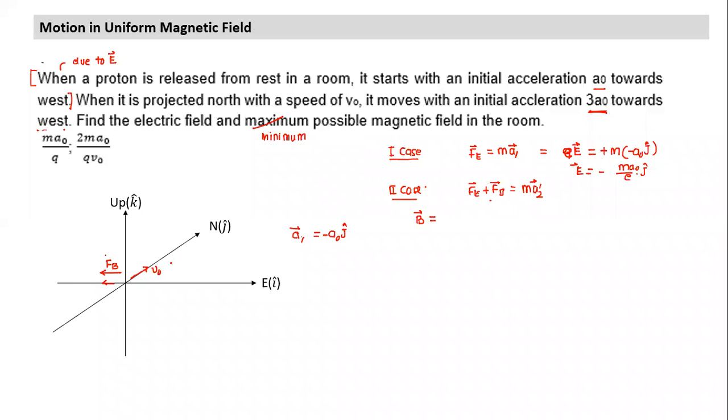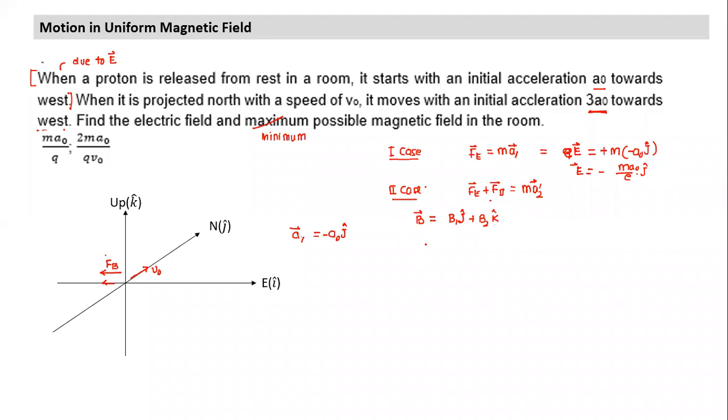See, the magnetic field B is always perpendicular to the direction of force. If the force is along the I direction, it means the magnetic field will lie only in J and K. It cannot have an I component. So B can have only J and K components. Let me assume the B value is B1 J plus B2 K. This is the value of B.